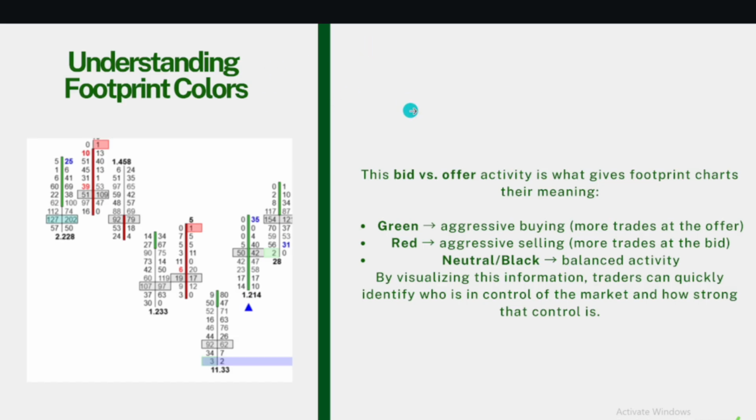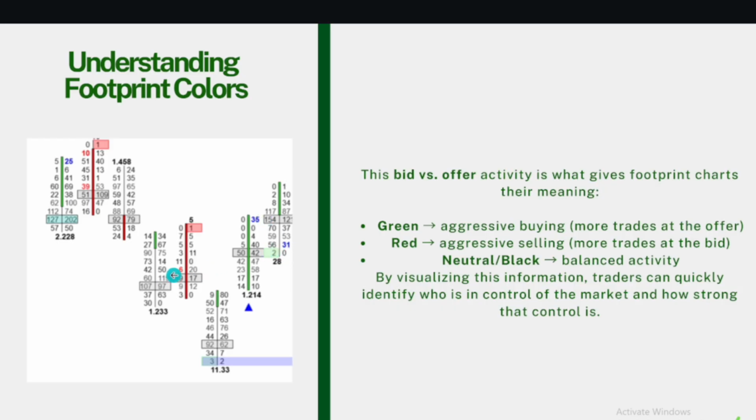That's why order flow seems complicated at the beginning, but later it becomes easier. So let's understand the footprint colors. This bid versus offer activity is what gives footprint charts their meaning. Green equals aggressive buying, more trades at the offer. So green and blue in general mean aggressive buying. All these blue colors mean we have aggressive buying.